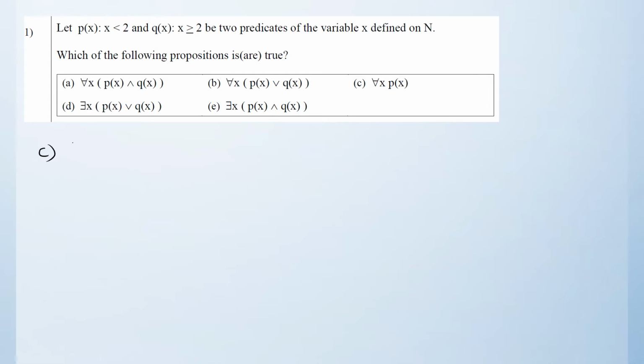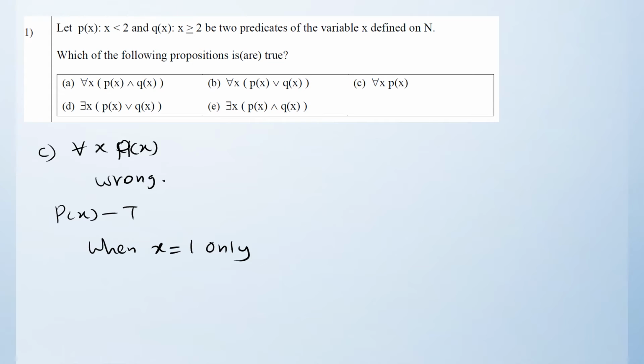C. For all x, P(x). This is wrong. Why? As we noticed, P(x) will be true when x equals 1 only, so not for all x.